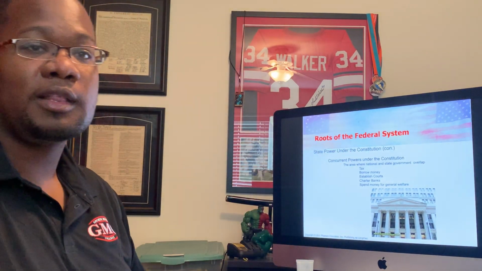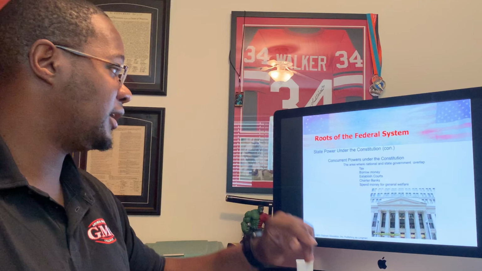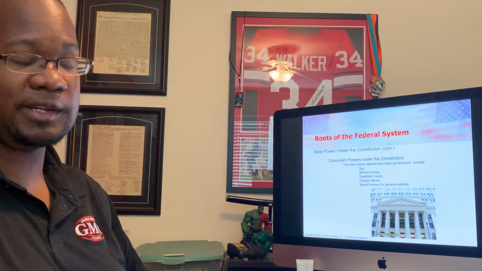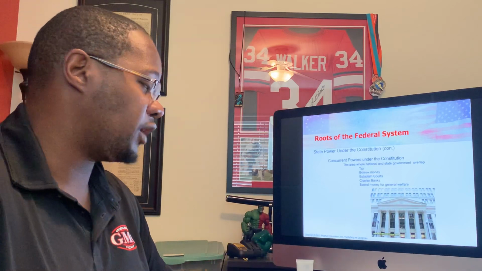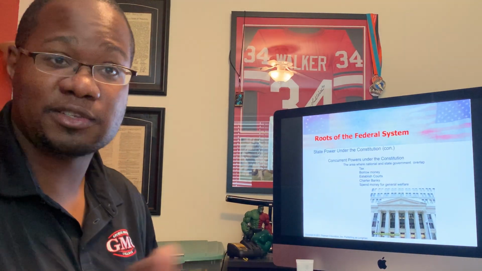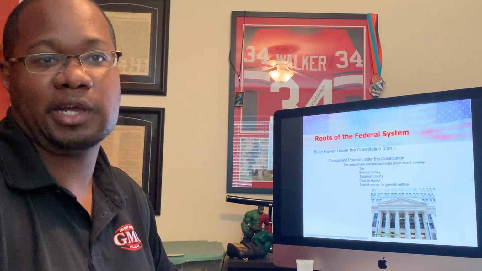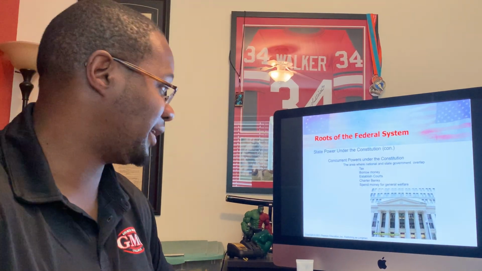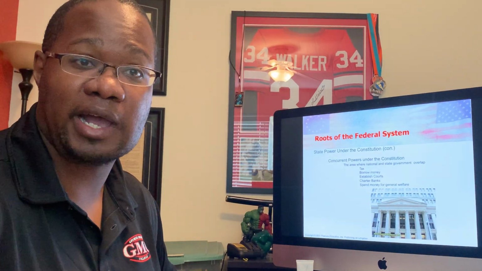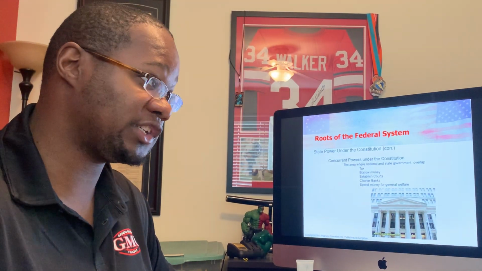Our concurrent powers: the ability to tax, the ability of the national government and the state governments to both borrow money, the ability of both to create courts, charter banks, and spend money for the general welfare. So tax, again, I told you, when I get my paycheck, it's taxed by both the national government and the state. Borrow money. Many entities such as the national government and states borrow money from their citizenry.